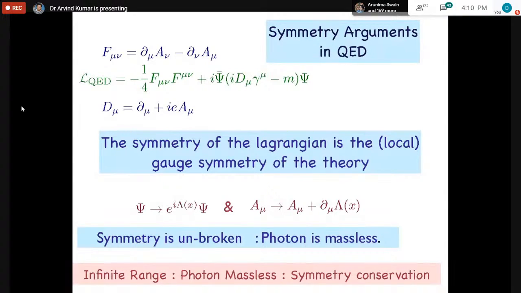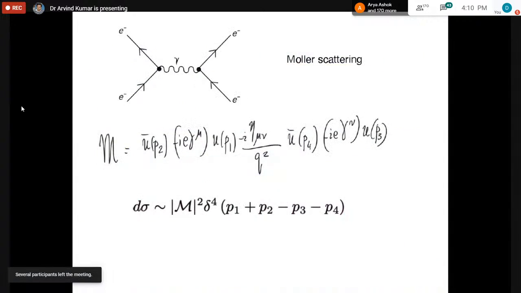Now, if you start computing, say, electron-electron scattering, which I introduced earlier as Möller scattering, you can write an amplitude like this, and you can compute the cross-section, taking into consideration this amplitude, which is essentially the wave functions of the incoming and outgoing electrons, and the propagator of the photon, which is given by eta_mu nu times 1 by q squared. You put it back, and this delta function essentially conserves your energy and momentum.